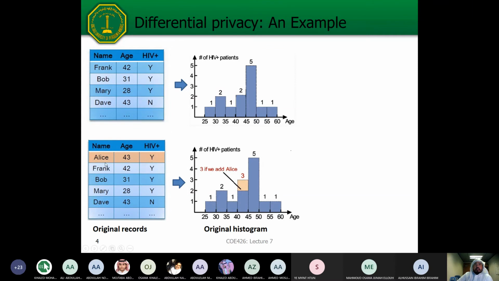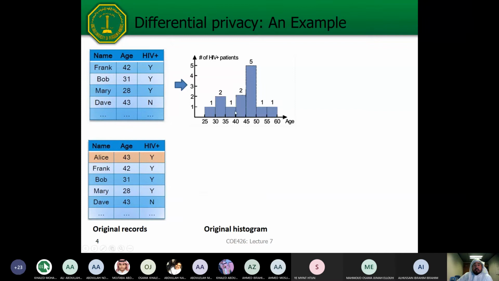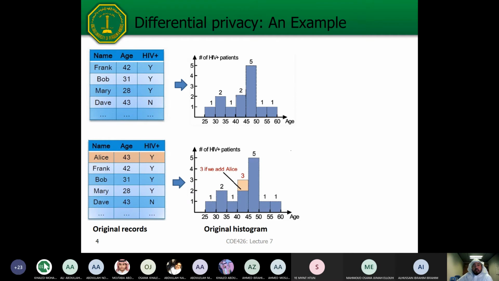Now, if I know that Alice is in the range of 40 to 45, and I have two copies of these histograms, this is the first copy. And I know that Alice, let's say a neighbor of mine, who is between 40 and 45, got admitted where the hospital is responsible for releasing this data. Later on, I did the same query: give me the frequency histogram, please. And I get this new frequency histogram. Now, immediately, I can infer that Alice has HIV. HIV positive, right? See the point?